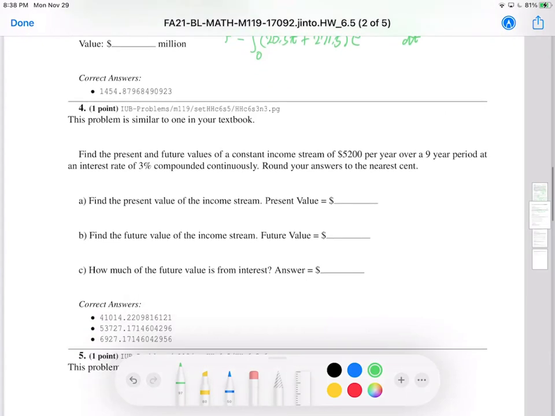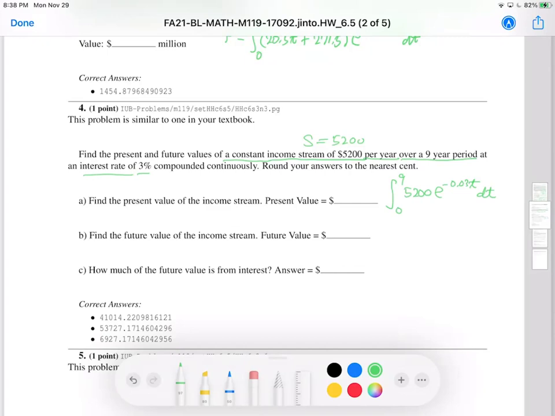Number 4, find the present and future value of the constant income stream. The rate is constant, S equals 50 to 100 over the 9 years period. The interest rate is 3%, compounded continuously. So number 5, find the present value of the income. So we use the same formula. So the integral from 0 to 9, S is constant, 50 to 100, e to the rate 3%.